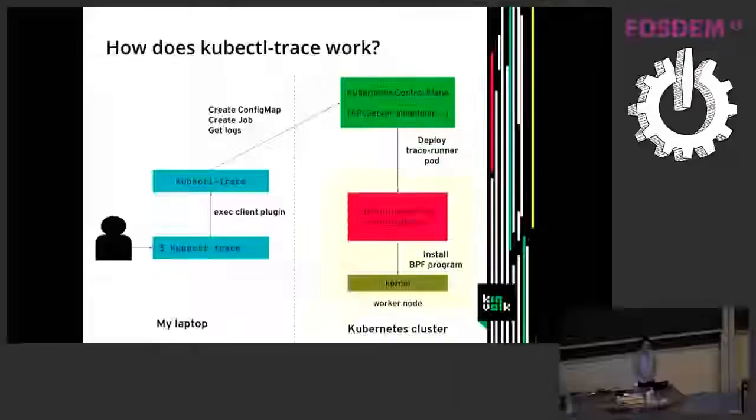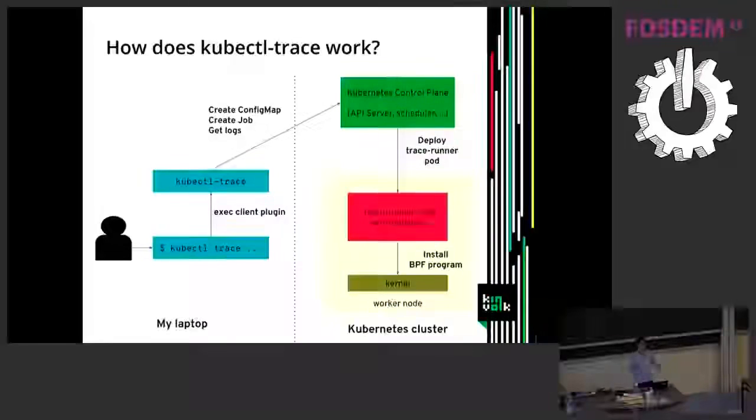So how does it work? So kubectl trace is a client-side plugin to kubectl, so it doesn't run on the Kubernetes cluster, but it runs on my laptop. So when I type kubectl trace, it executes the plugin, and this plugin will not do any SSH to the server or anything like that. It only uses Kubernetes primitives. It will create Kubernetes native resources like config map or job or pod or things like that. So the first thing it does is it creates a config map with the content of the program.